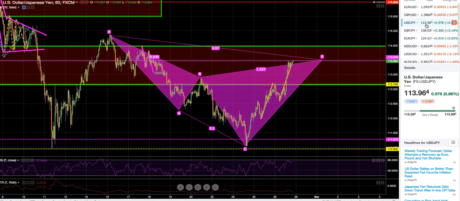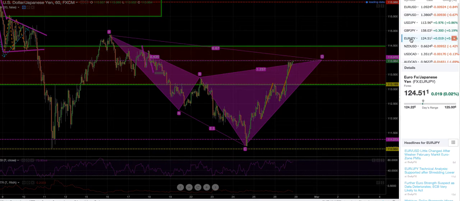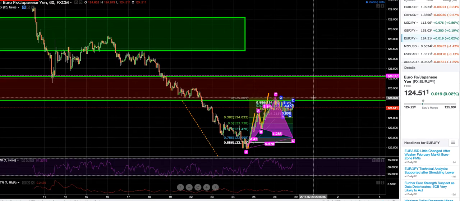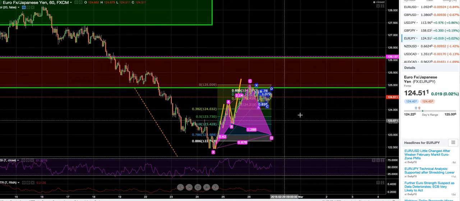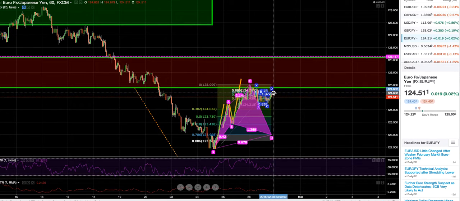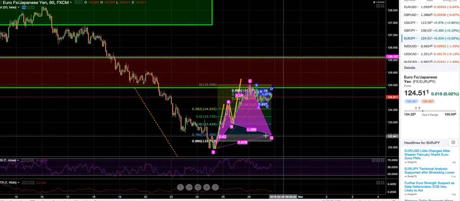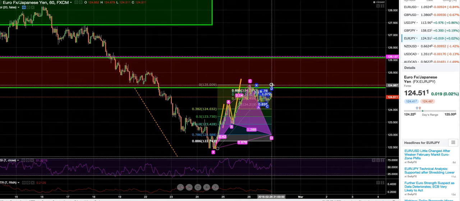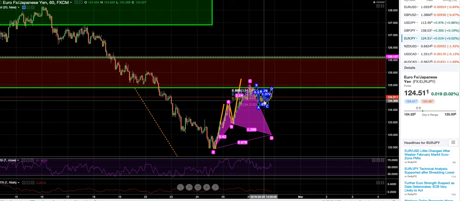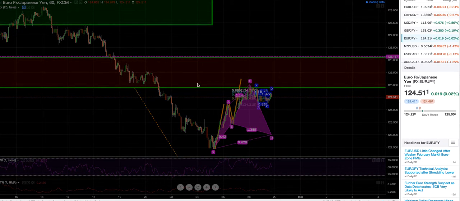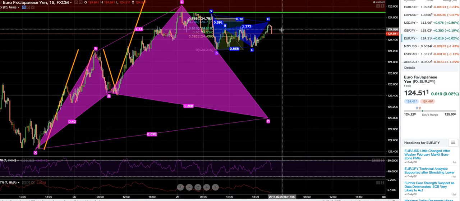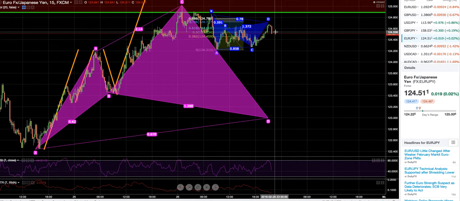The next up is euro yen. Let's go a little quicker. Yeah, that's a pretty easy one. We have the cipher pattern right here. We're a long way from it. If the market drops until this level, we could be looking at a potential cipher. On the lower time frames, on the 15, if you're day trading the Asia session, you could, of course, go off that double top or that kiss of death thingy.